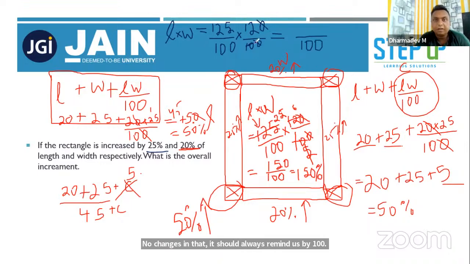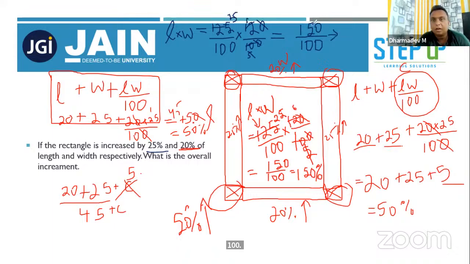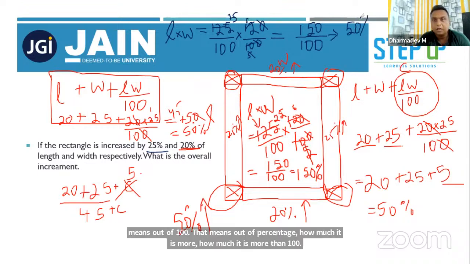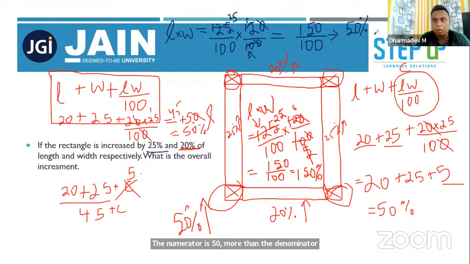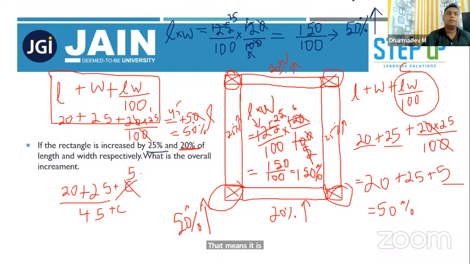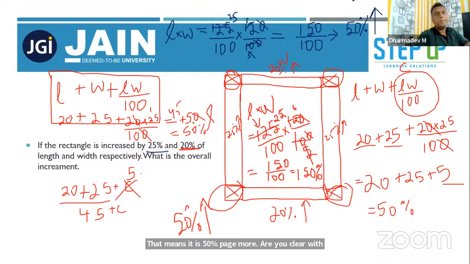That's the reason I'm simplifying it. So this has 5 and this has 6, and 5 is for one time and this is for 25. So I get 150 out of 100. That means out of percentage, how much it is more than 100. The numerator is 50 more than the denominator. That means it is 50 percentage more. Are you clear with that?